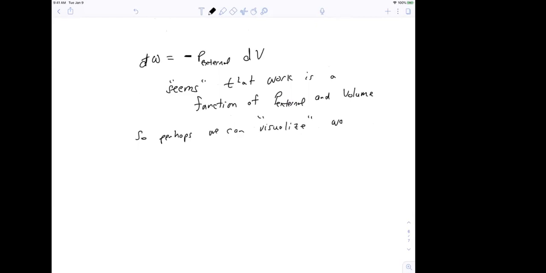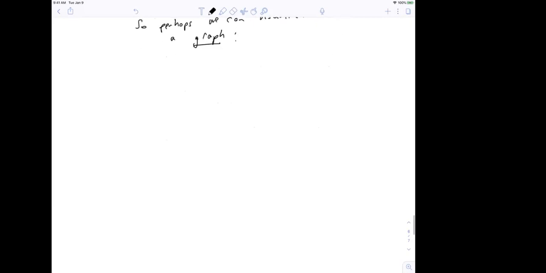Visualize work on a graph. Okay. And on this graph, on one axis, we would have P external in whatever units are relevant or associated with pressure. And on this axis, we would have volume, again, in whatever units one wants to work with. Okay. And so let's take a look at a process.